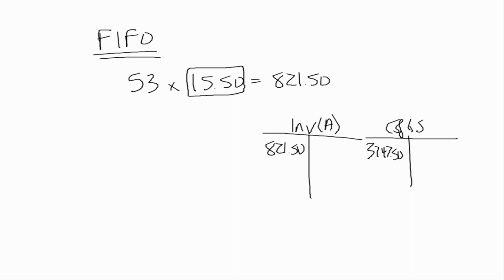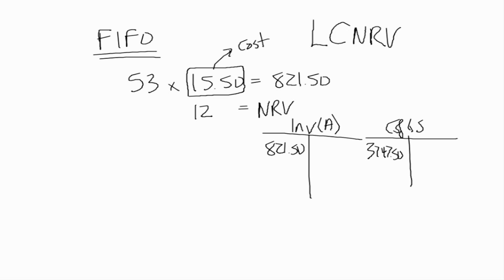You can't keep your inventory at $821.50 because of the lower of cost or net realizable value. So don't forget, $12 is equal to your net realizable value. This is equal to your cost. The rule is the lower of cost and net realizable value, the lower of the two. Well, if we have to choose the lower of the two so that we don't overstate our inventory, we're going to have to choose this $12. So now it's going to be 53 units times 12, which is equal to, did I write that down?